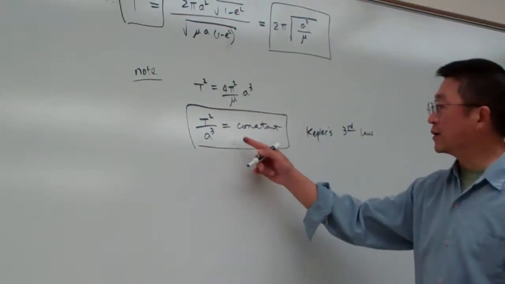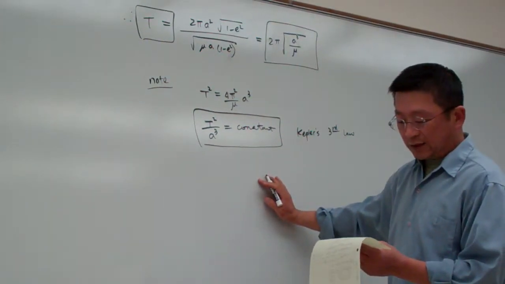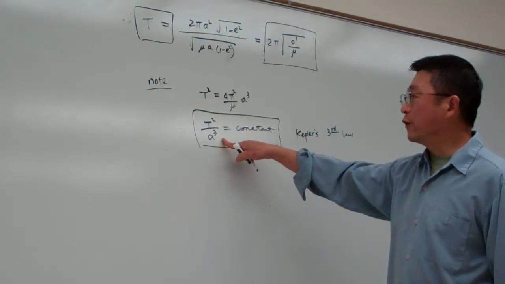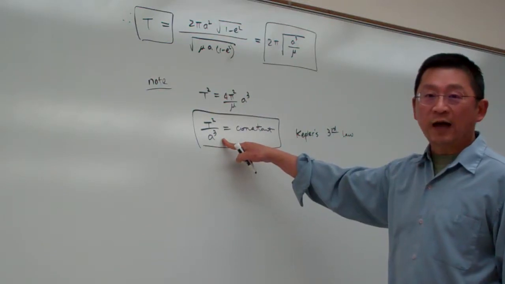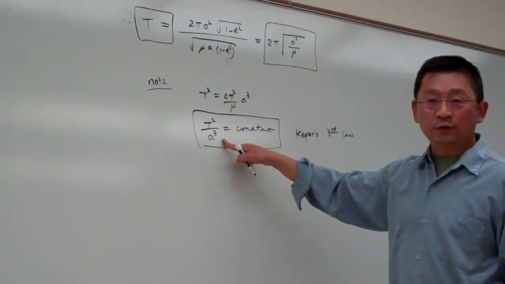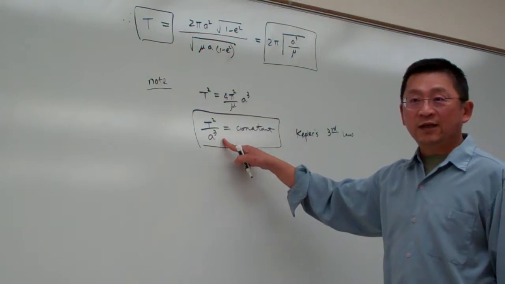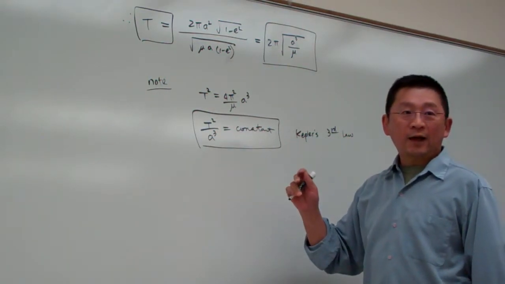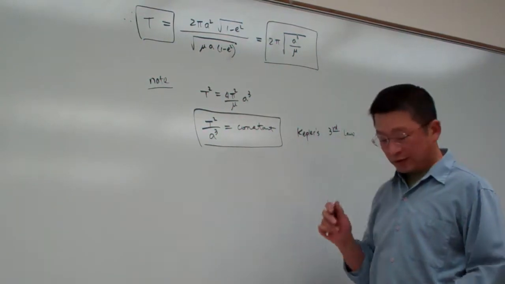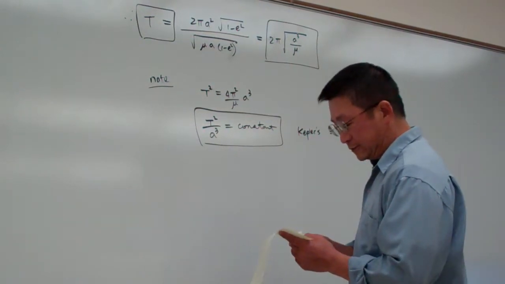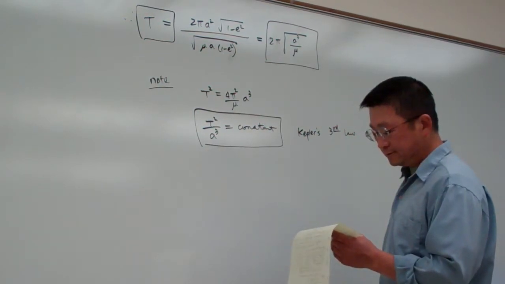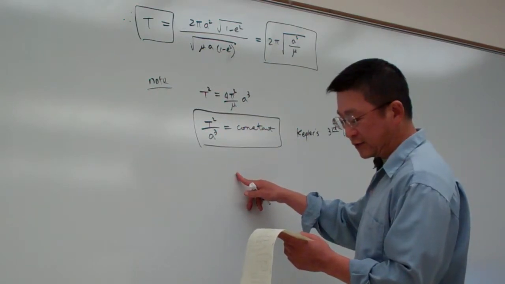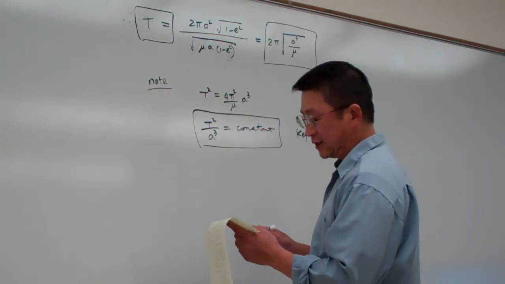If you wish, I can make a few examples here. This is true for all the planets, for all the celestial objects in the universe, as long as they can be approximated by the two-body problem. I think the textbook has this as an example here. So maybe I can try this.